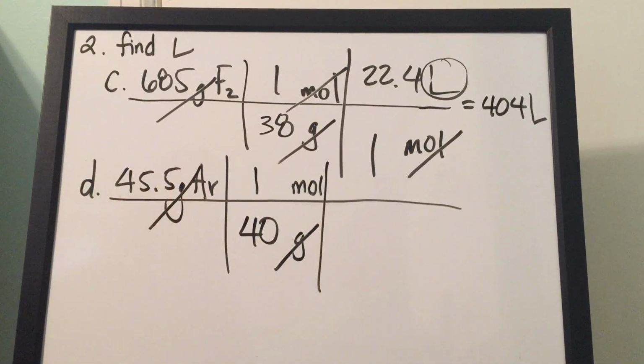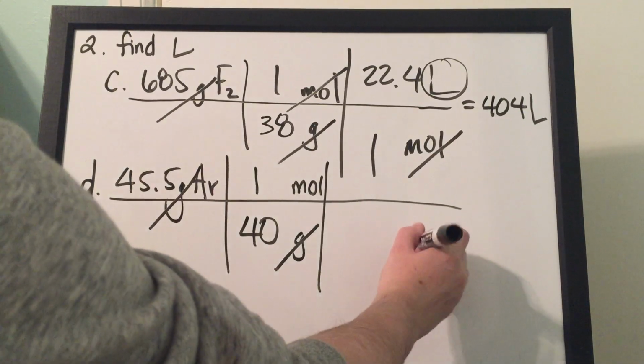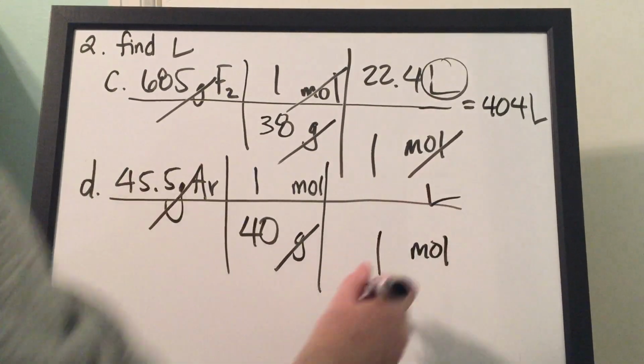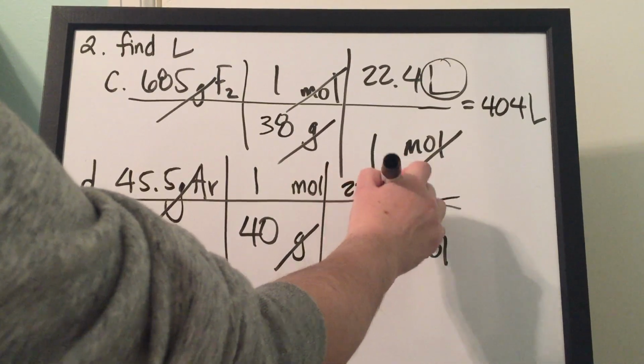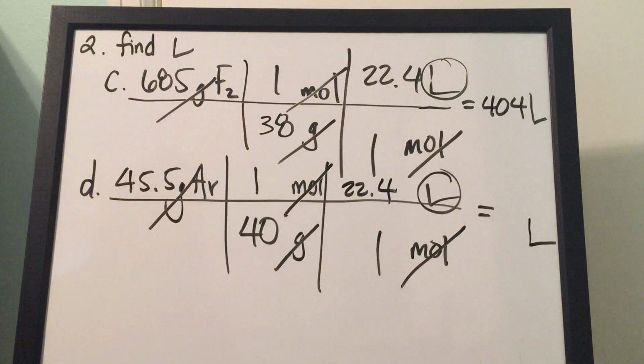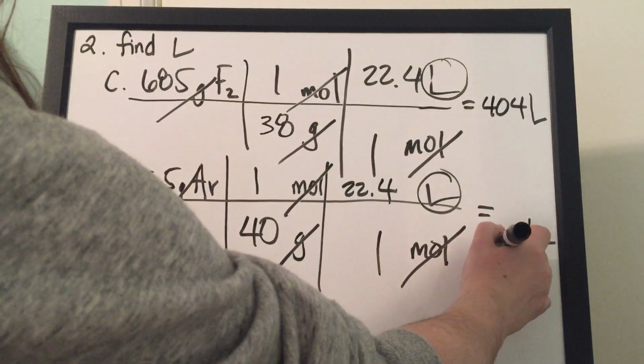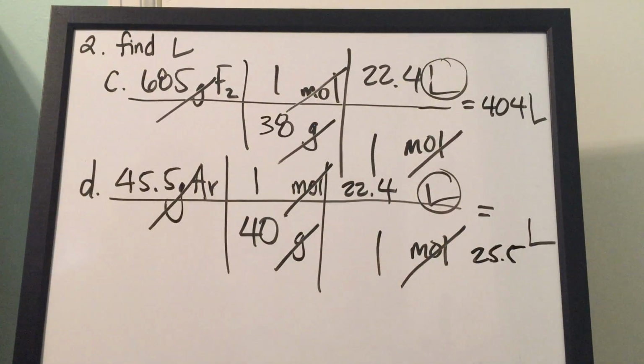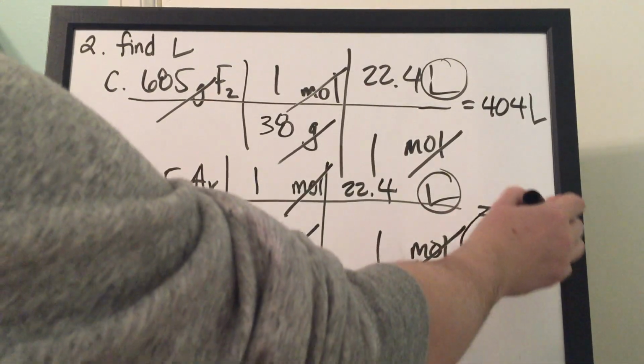So if I calculated right now, I'd be in moles. I don't want to stop there. I want to take those moles and change to liters. 1 mole has a molar volume of 22.4. My moles cancel. I'm left only with liters. I do the math. And to 3 sig figs, this comes out to be 25.5 liters. And so there's my answer.